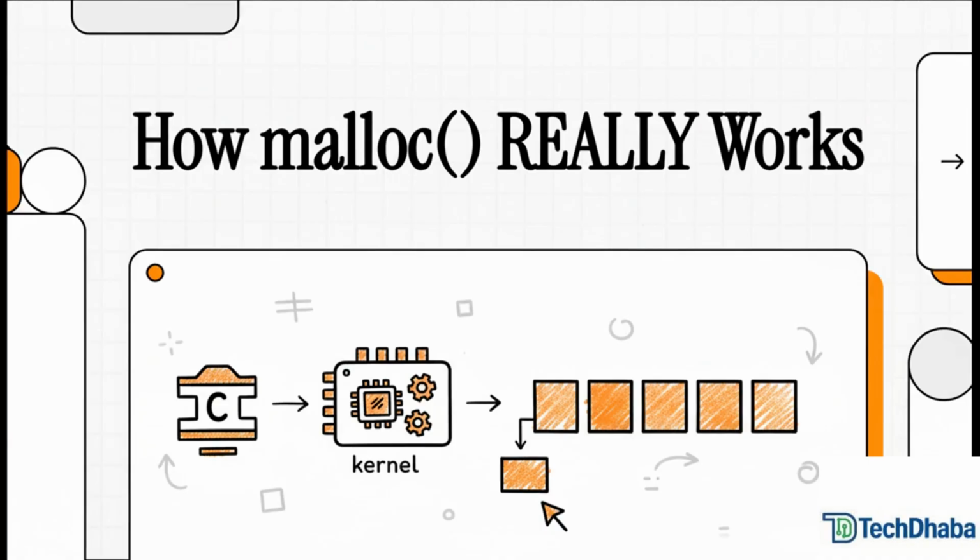If you've ever written a line of C or C++, you've almost certainly used malloc. It's one of the first things you learn. But have you ever really stopped and wondered what's happening under the hood? What is that function actually doing?